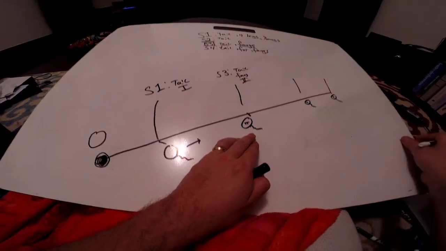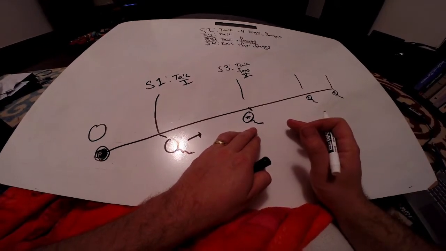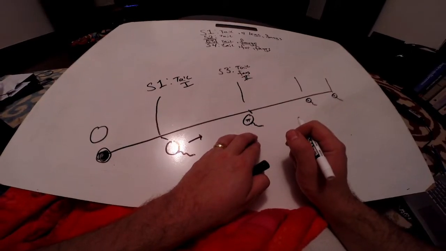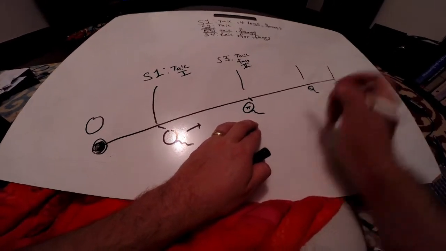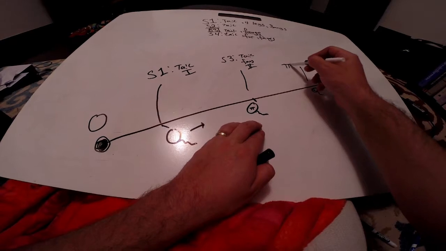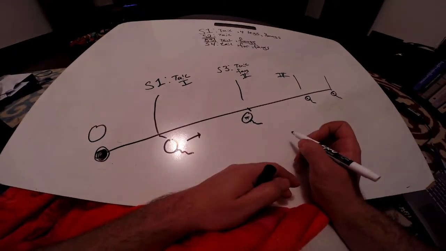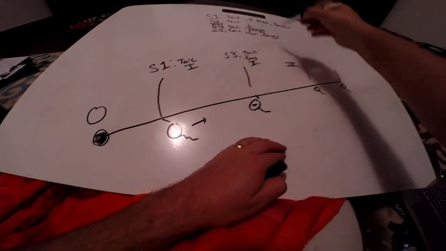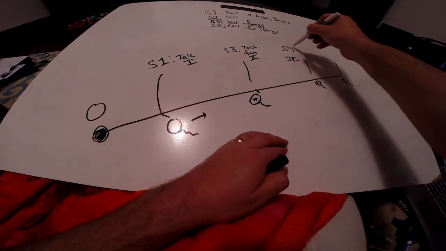Alright, so we have 2 more left. So let's just go with the number that's going to come after 2, which is 3. So we're going to look for 3 traits. Which one of those has 3 traits? Oh, look at that. Species 4 has 3 traits.